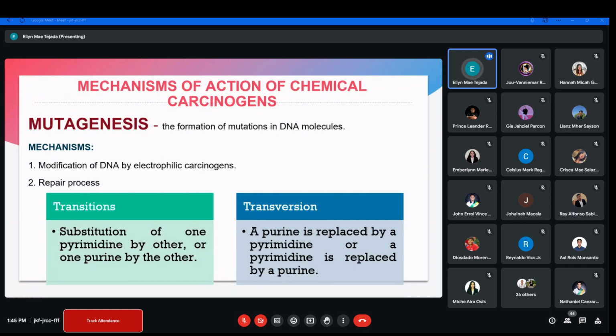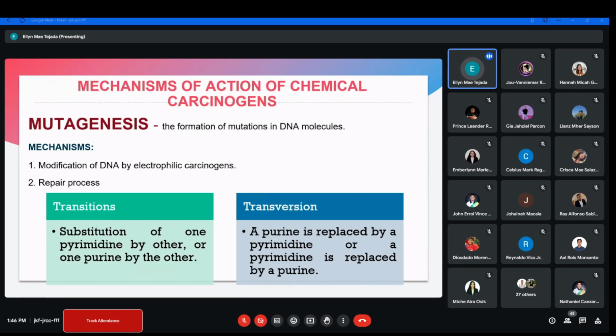Now going back, so it's just a review from your biochemistry. If the case is substitution, let's say for example, your pyrimidine cytosine is substituted by thymine, it is still under transition. Either way, if a purine, let's say your adenine, is substituted by your guanine, it is still under transition. As long as the substitution is within the same category, purine for purine, pyrimidine for pyrimidine, that is transition.